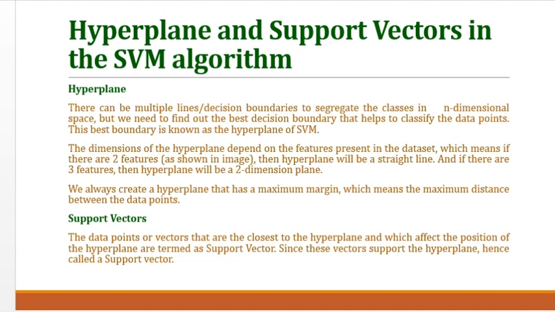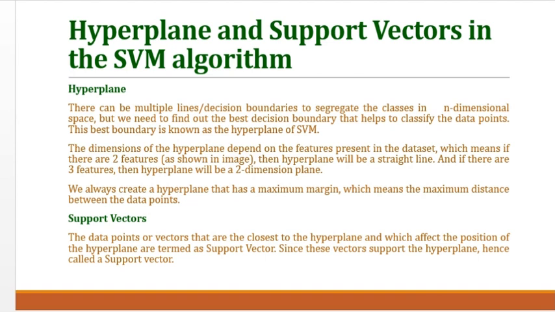The dimensions obviously depend on the features present in the data set, and we always create a hyperplane which will have the maximum margin, that is the maximum distance between data points. Support vectors are basically the data points closest to the hyperplane, and these points are mainly what influence the position and orientation of the hyperplane.